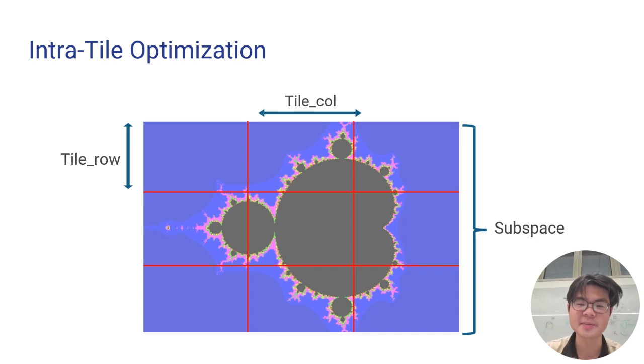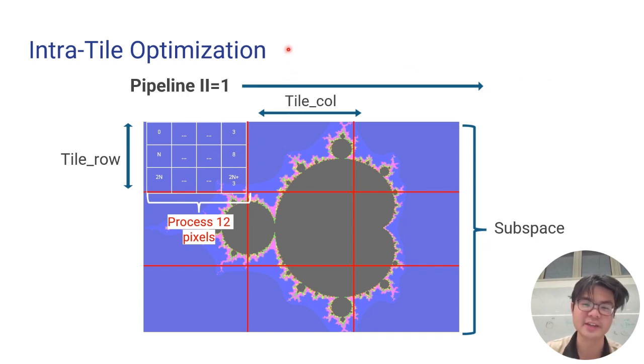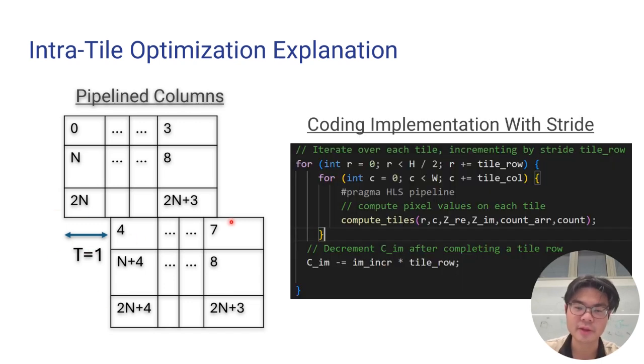This involved breaking the subspace into a series of tiles with dimension tile row and tile column. In this specific example, each tile would need to process tile row times tile col elements, which in this case is 12. We then pipeline the computation of these tiles across the column axis, which unrolls the computation inside the loop. In this example, we see how the compute for each tile is processed in the pipeline with an initiation interval of 1. The coding implementation shows how we proceed by a stride of tile row for each row and tile col for each column, and have a function called compute tiles to compute Mandelbrot values per pixel.